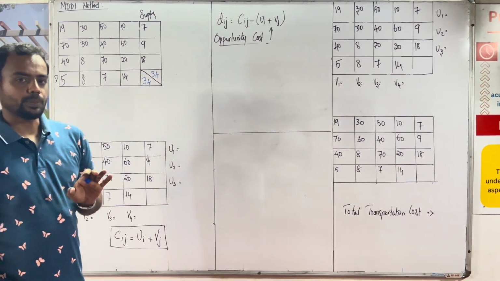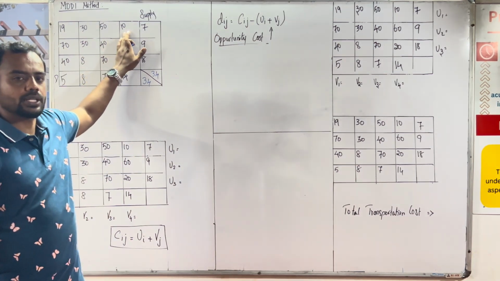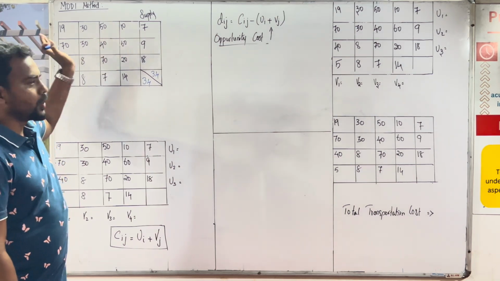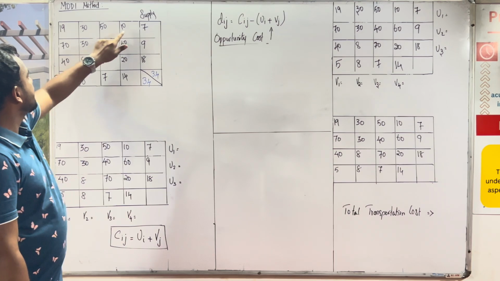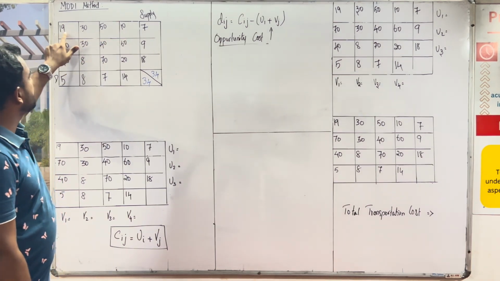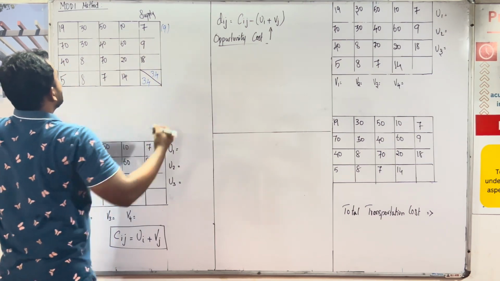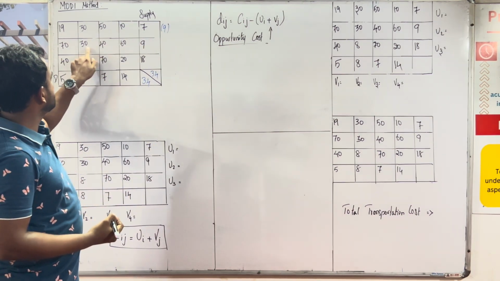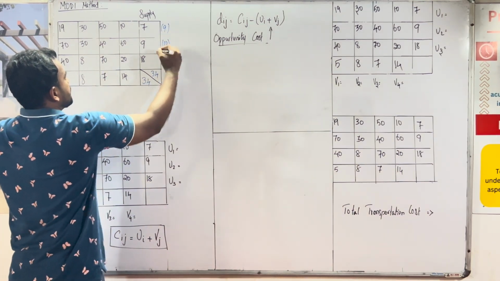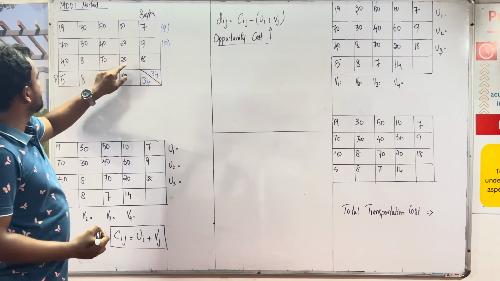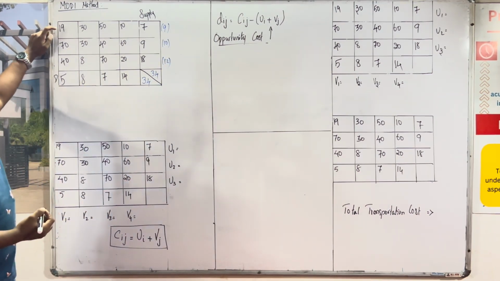In Vogel's approximation method, you first look at the least value in a particular row or column, take the next least value, and subtract. Here the least value is 10 and the next least value is 19, so the difference is 9. In the second row the least is 30 and the next least is 40, so the difference is 10. Here 8 and 20, so the difference is 12.